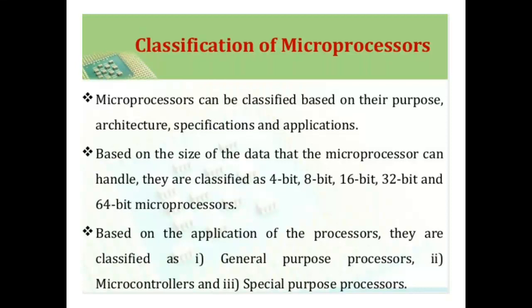Special purpose processors are designed specifically to handle special functions required for an application. For example, digital signal processors are special purpose processors. These have special instructions to handle signal processing. Application specific integrated circuit, that is ASIC chips, are also examples of this category of microprocessors.